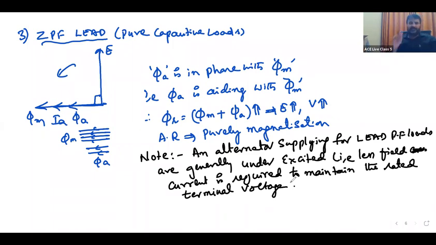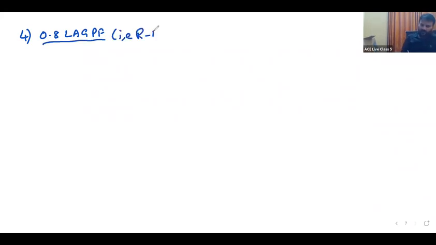Next, so far we have taken pure resistive load, pure inductive load, pure capacitive load. Now partial loads, like RL load, 0.8 lagging load, and RC load, 0.8 leading load. The fourth case, 0.8 lagging power factor. What type of load is that? RL load, resistive plus inductive load.